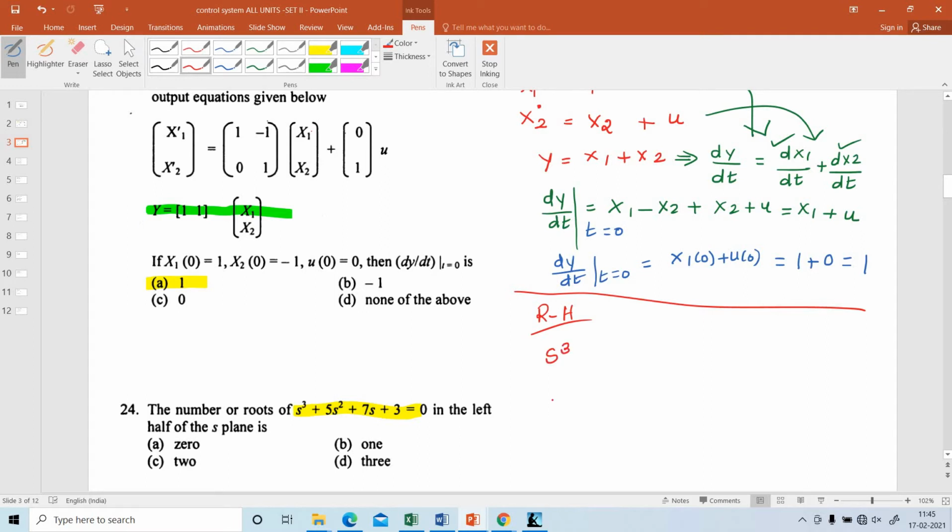So Routh's stability criterion. First of all, write s cube, then s square, then s power 0. So s cube is 1, 7. Then s square is 5, 3. Now I am going to cross multiply this. So (35 minus 3) divided by 5. What is (35 minus 3) divided by 5? That is equal to the positive value, 32 by 5, so 6.4.